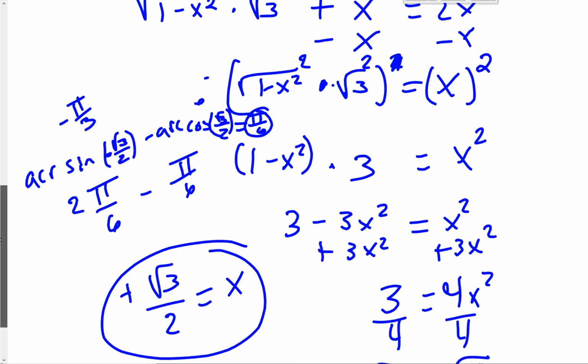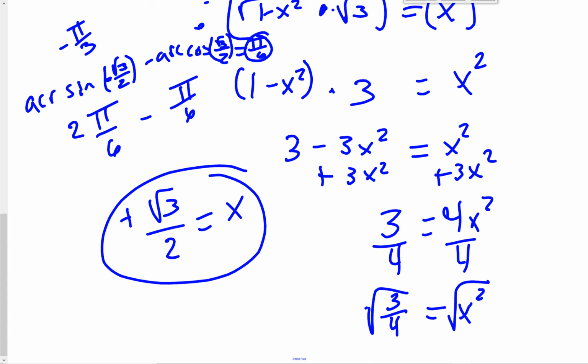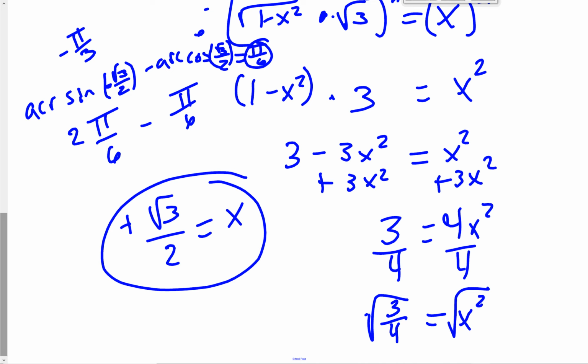There you go. So just the positive one works out. So make sure you check, because whenever you square something on both sides, you're going to add an extra answer. Okay, so that is it for solving inverse trig functions. And so that's how you do it.